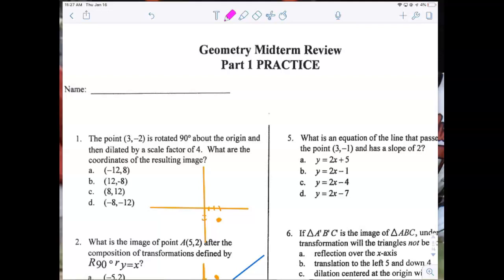Okay, so as promised, here is the first video, which is pages 1 through 3 in your Geometry Midterm Review Part 1 practice. I'm here with my colleague, Dr. Conklin, who teaches the other sections of geometry, and she's about to say hello.